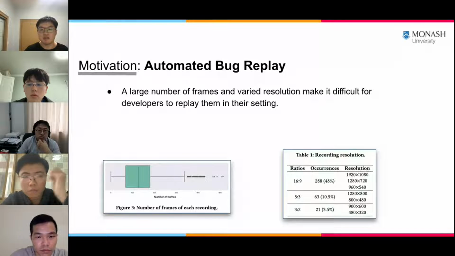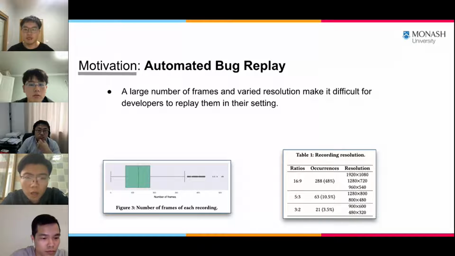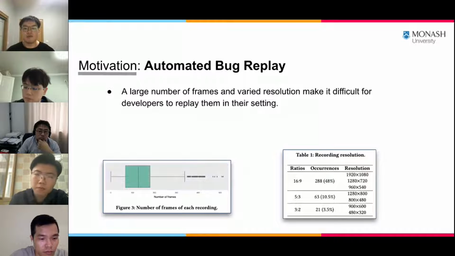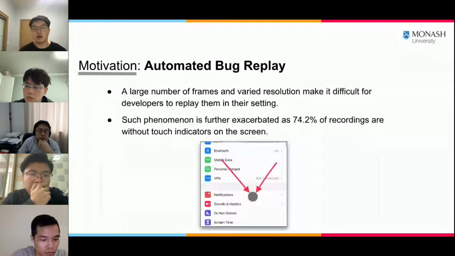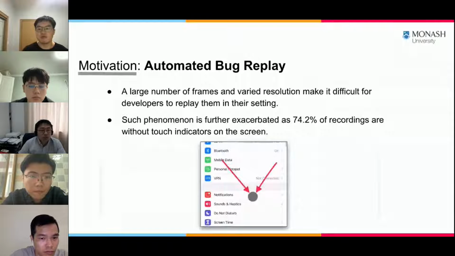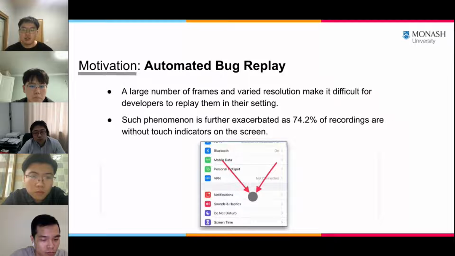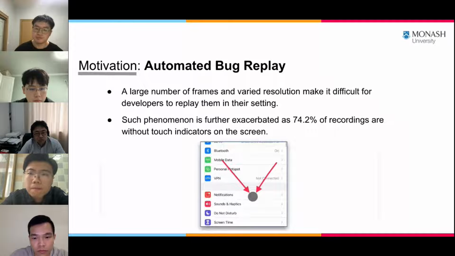We find that bug recordings with a large number of frames and varying resolution make it difficult for developers to replay them in their setting. And also, as important information to show the user's actions, some recordings contain a touch indicator. However, we find that only a few recordings enable the touch indicator, making developers have to guess and try the potential actions to trigger the target page. Therefore, we are motivated to develop an approach to automatically replay the recordings for developers and testers.